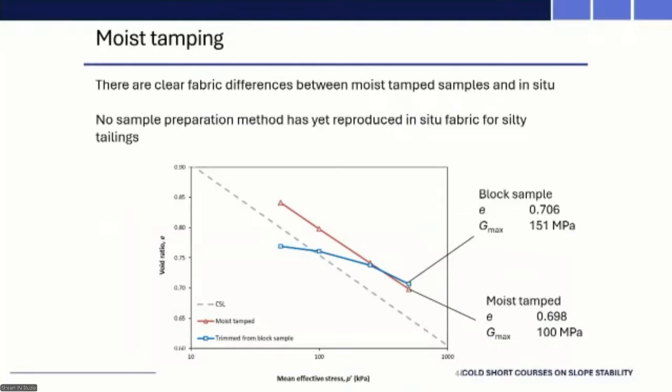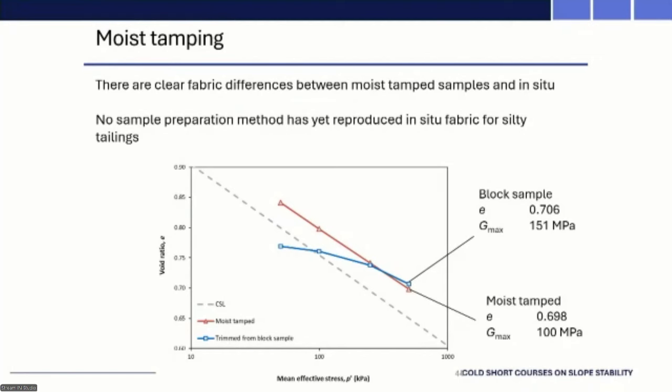But let's just look at this for a minute. Bit of a diversion, but it doesn't matter. We do see differences depending on the method of sample preparation. That may be relevant to small strain behavior. But we would argue that no sample preparation method has yet reproduced fabric. It's really hard to quantify in situ fabric, in terms of how to actually put a number to it, or what to use for fabric.